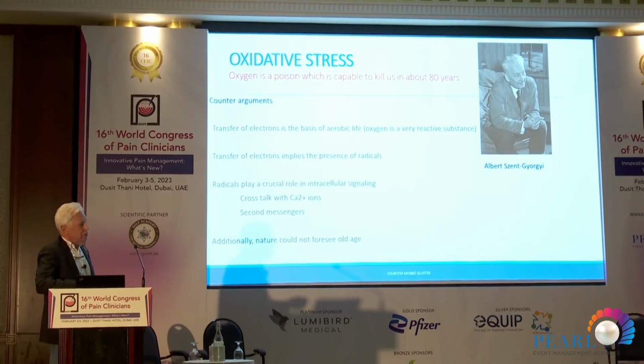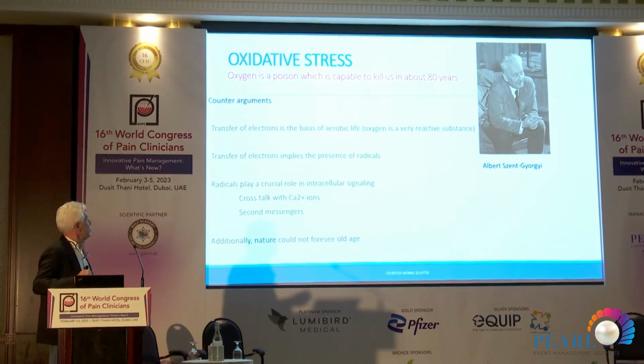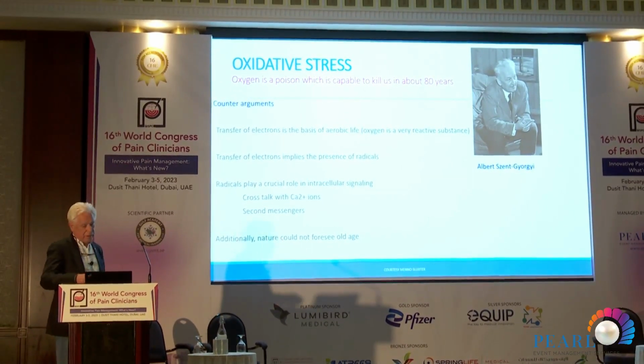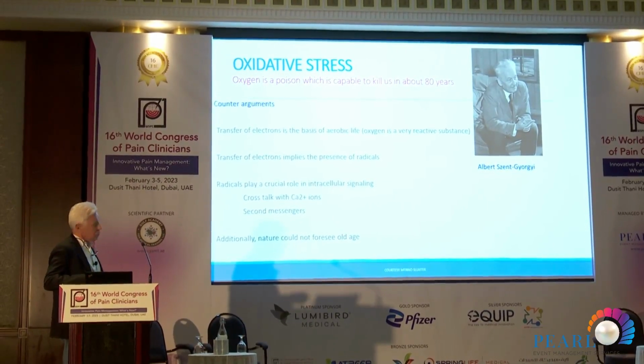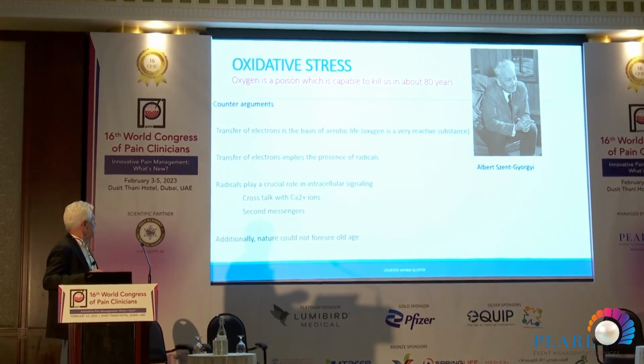In fact, we need oxygen, but oxygen is in fact a poison, which is capable of killing us in about 80 years. So the counter-argument against oxygen is that the transfer of electrons is the basis of aerobic life. So we need oxygen, we need radicals for the cell to have an aerobic metabolism. Transfer implies the presence of radicals. Radicals play a crucial role in intracellular signaling, and additionally, nature could not foresee old age.